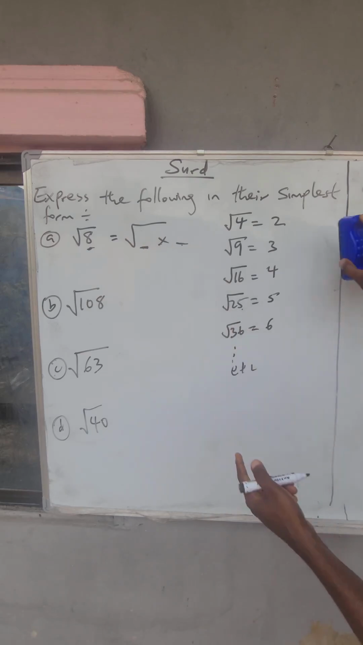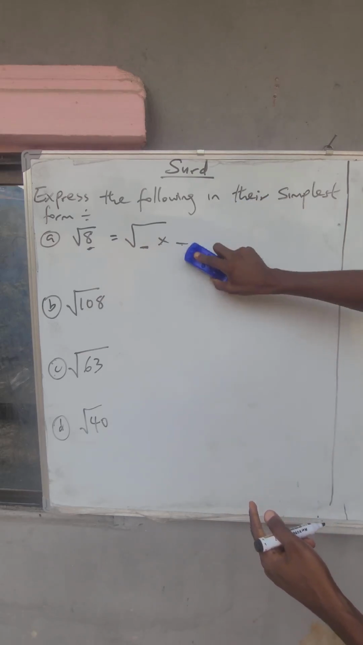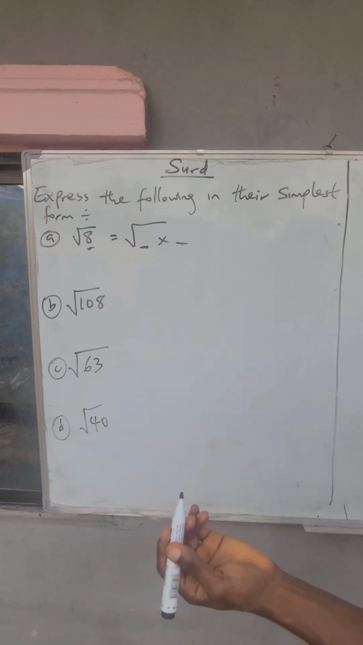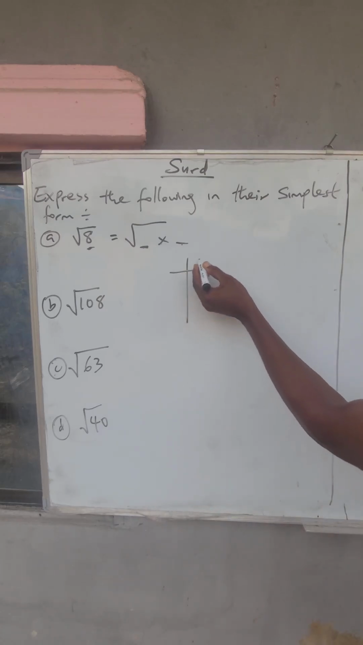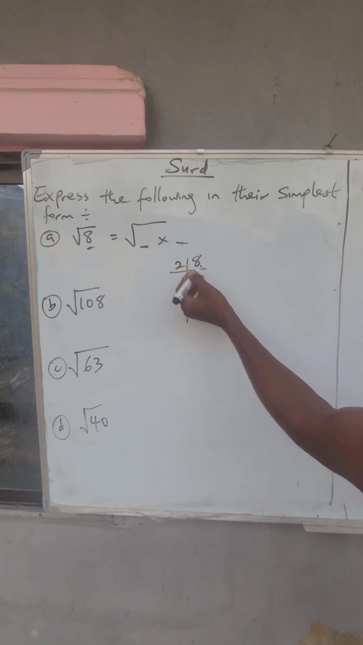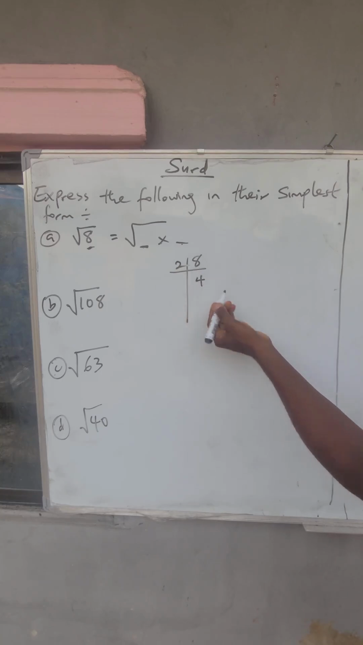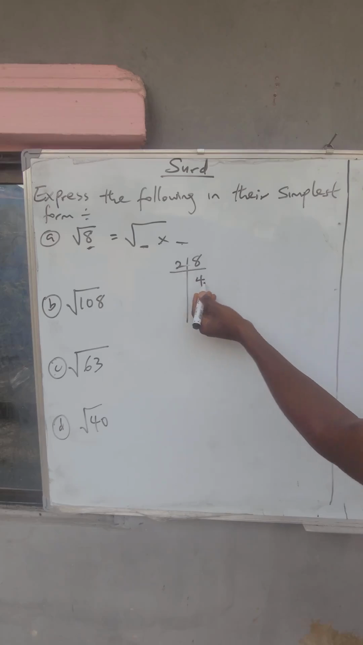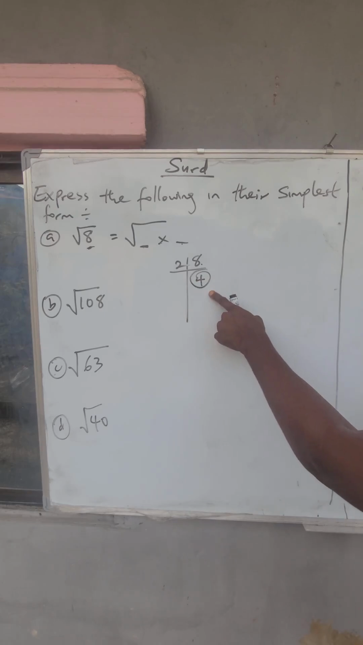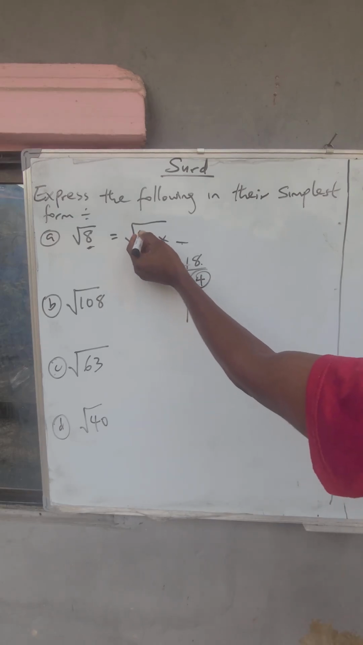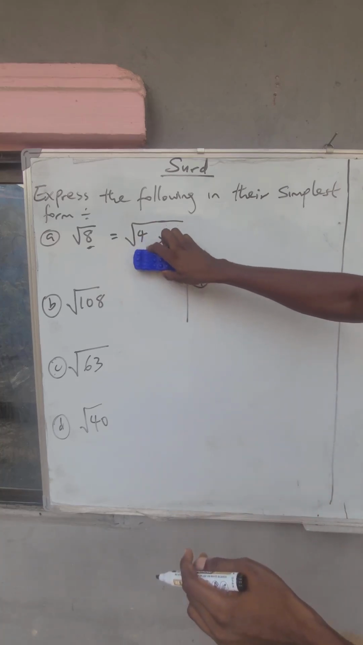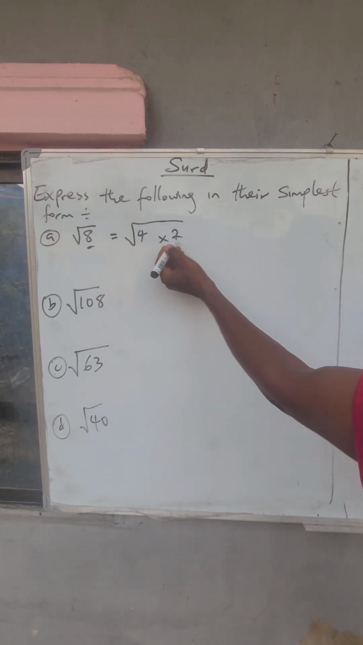So we are going to write 8 in such a way that it will have a perfect square multiplying another number to give me 8. So how do you know that? First of all, you can draw a line like this and write 8. You divide by the smallest number that can divide 8, which is 2. 2 into 8 is 4. Now if you look at it, 2 times 4 gives you 8, and 4 is a perfect square. So I will write this as 4 times 2, and 4 times 2 gives me 8.